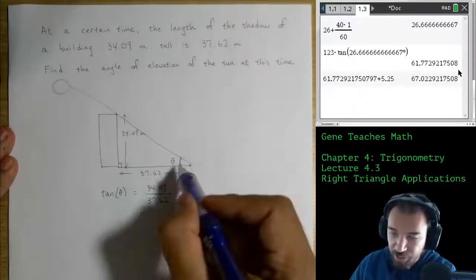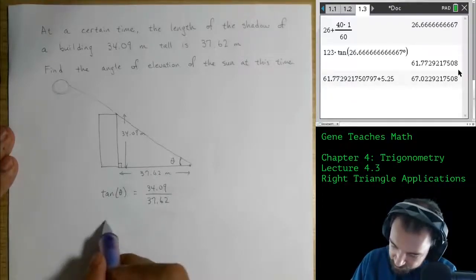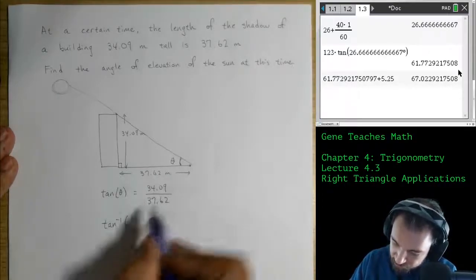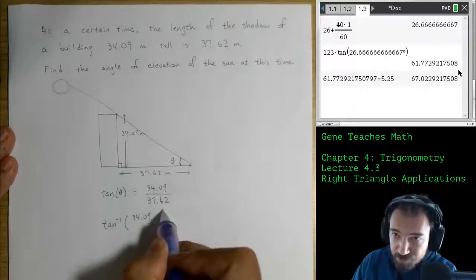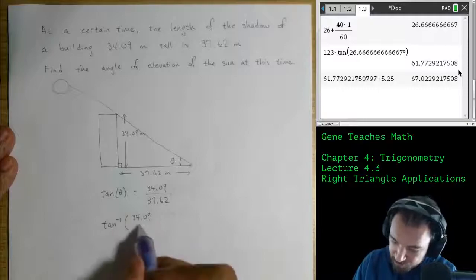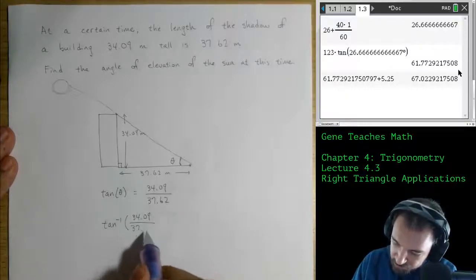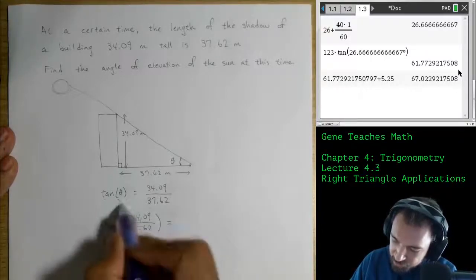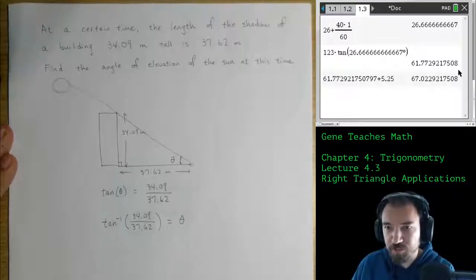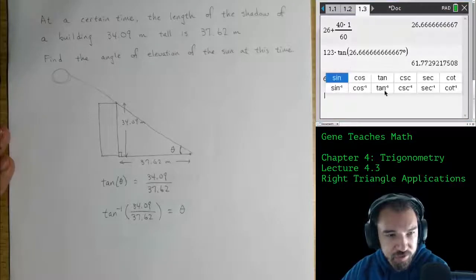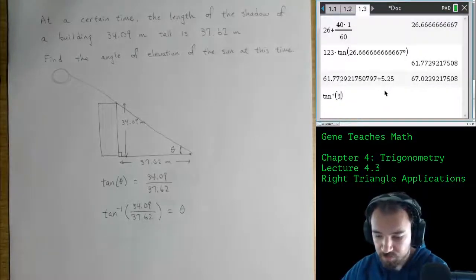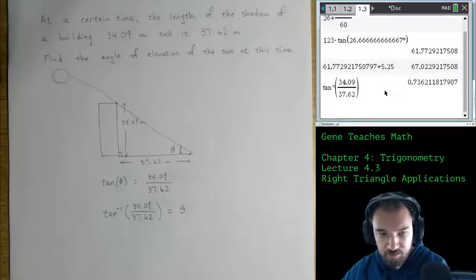And we would like the angle. So we're going to say, let's do tangent inverse of that number, because this value is going to be the output of the tangent function. So to do tangent inverse, we would switch the input and the output, and our answer would become the angle theta. Let's hit these buttons. Trig, tangent inverse of 34.09 divided by 37.62, and hit the button.